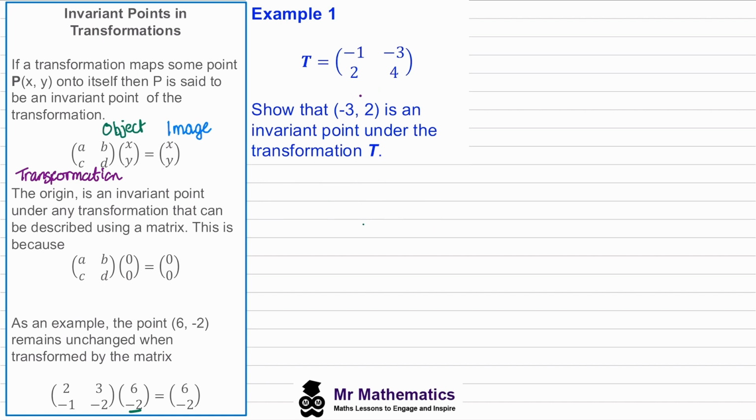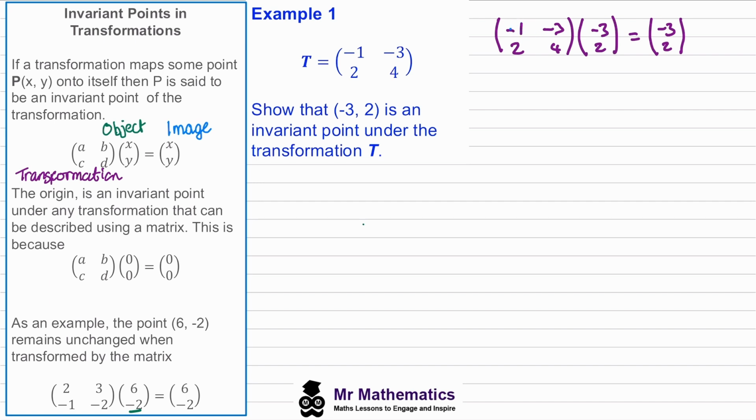Okay, so in example 1, we're told that T is given by this 2 by 2 transformation matrix, and we've been asked to show that -3, 2 is an invariant point under this transformation. If we apply the transformation -1, 2, -3 and 4 to the coordinates of the object, -3 and 2, then if it's invariant, we should get the same coordinates for our image, -3 and 2. We can check this works by multiplying these matrices.